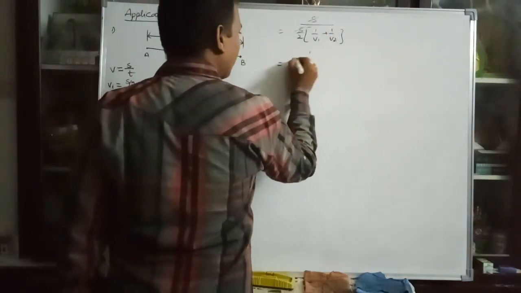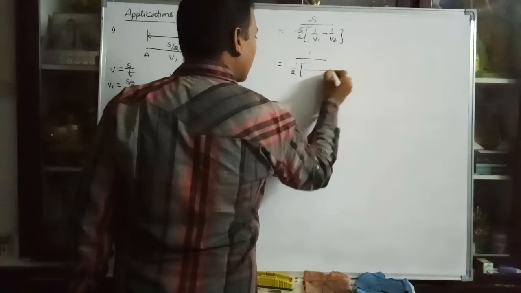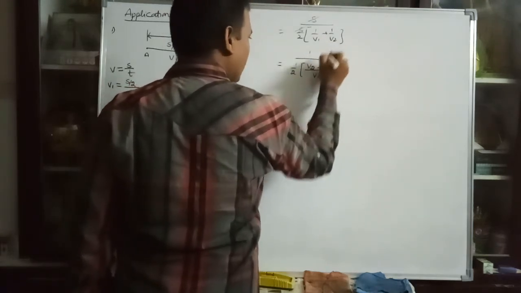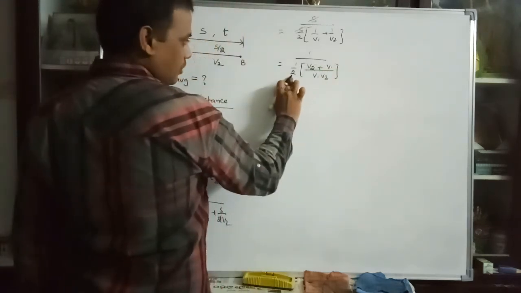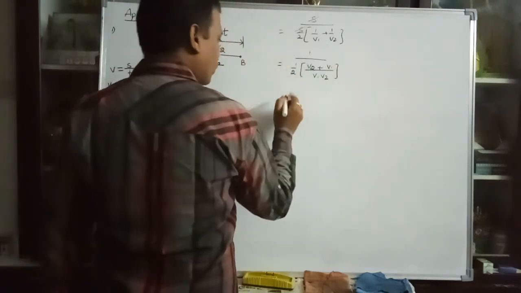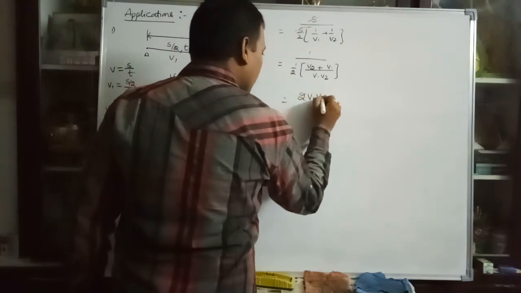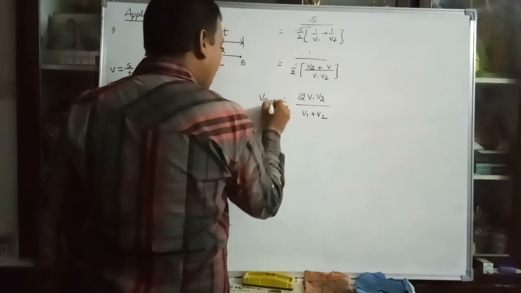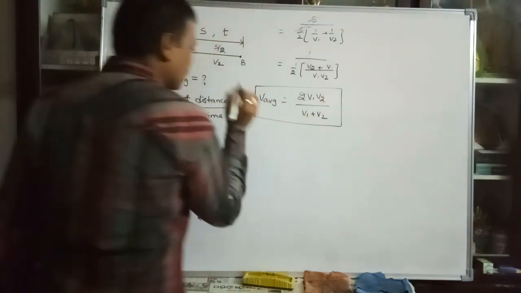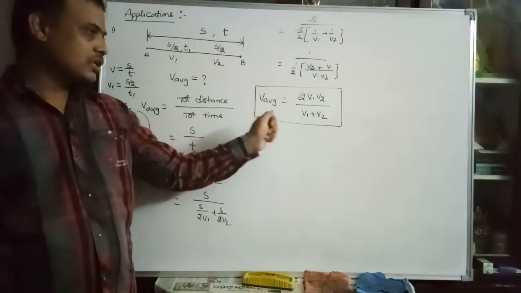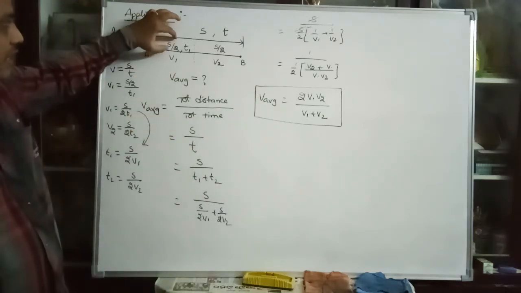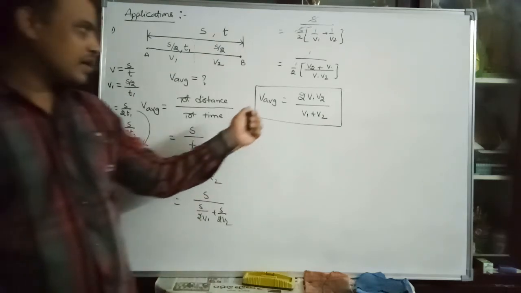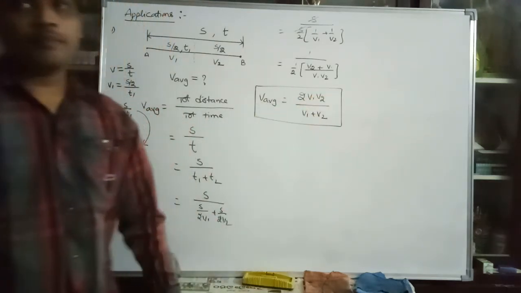You get 1 by 2 into, you are taking LCM V1, V2. Here V1 is there, V2 times get cancelled, plus V2 is there, V1 can be cancelled. This denominator 2 V1 V2 goes to the numerator term, that is 2 V1 V2 by V1 plus V2. This is called the average speed of the person. Nothing but this formula is used at what condition? Half of the distance covered with the speed V1, remaining half covered with the speed V2. So the average speed can be written as 2v1 v2 by v1 plus v2.